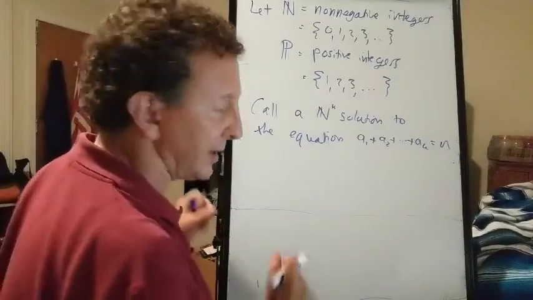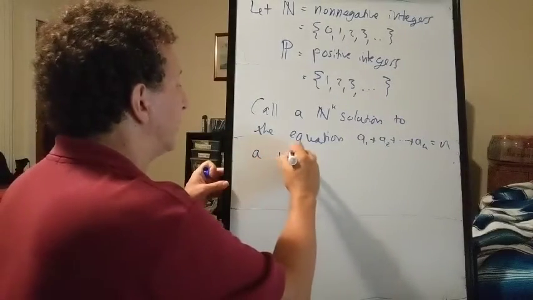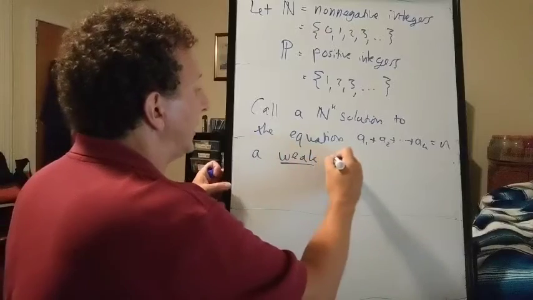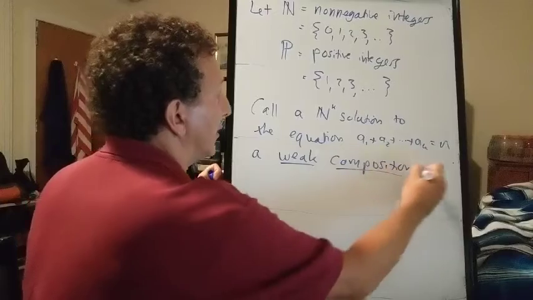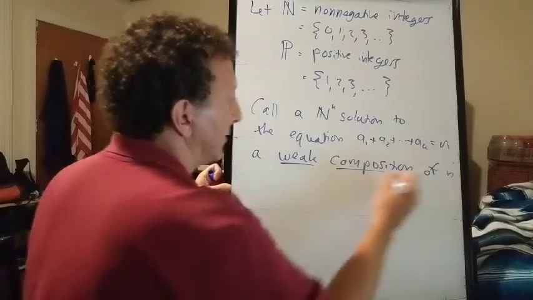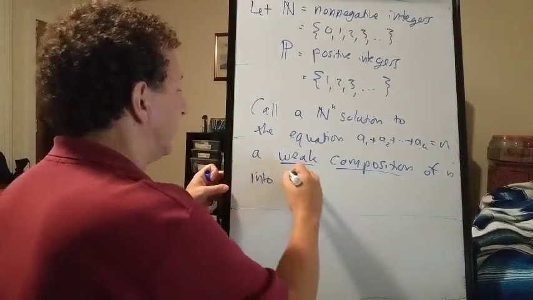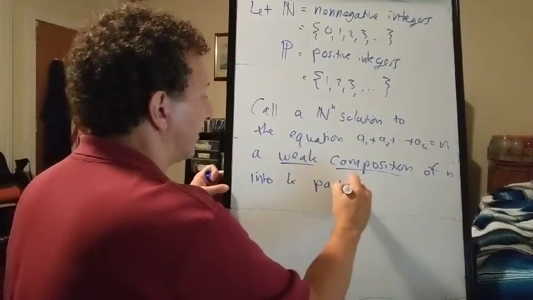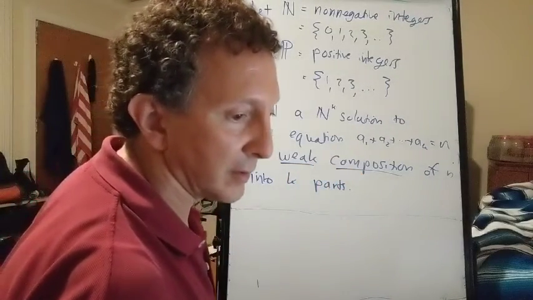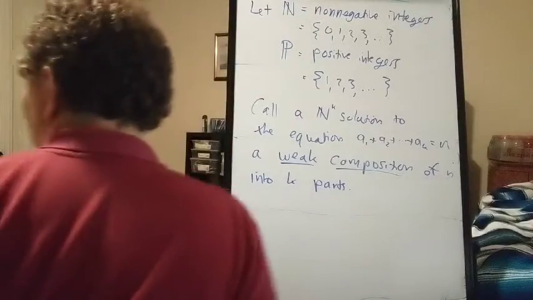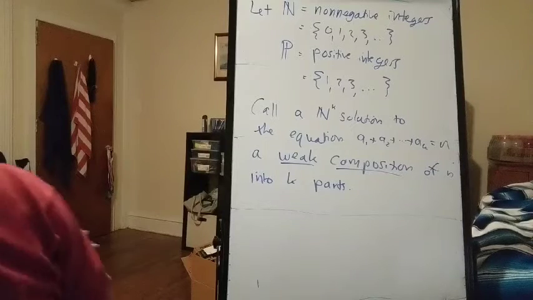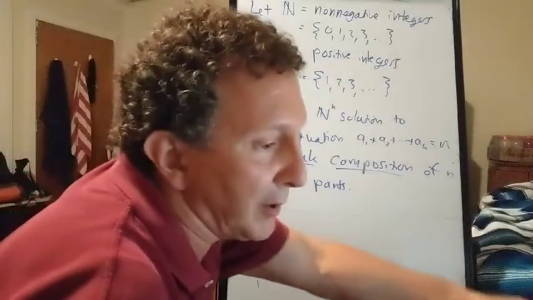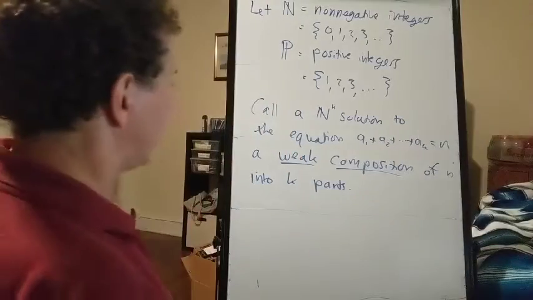We'll call that a weak composition of N into K parts. So for example, we write out the weak compositions of 4 into 3 parts.